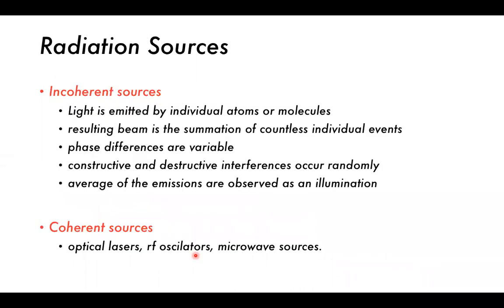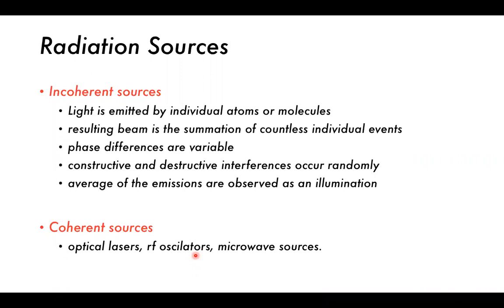So incoherent sources are light that is emitted by individual atoms or molecules. The resulting beam is the summation of countless individual events, because they're not all absorbing and releasing light at the same time. And so the phase differences are inevitable and very variable. We have both constructive and destructive interference occurring randomly, and the average of the emissions is observed as an illumination.